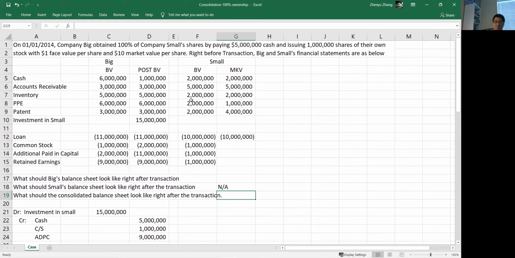What do they have? So consolidation is to answer this question, providing consolidated financial statements. For example, the consolidated balance sheet: what are the assets, liabilities and equity of Big and Small put together? The consolidated income statement is what this group makes. And a consolidated retained earnings statement, same reason. So let's take a look.